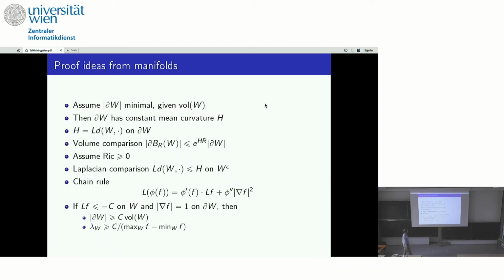And what you want to do in the end, you want to improve this Laplacian estimate. So to say this H might be positive, but in the end, you really want to have a negative constant. You want to estimate L of some function to be negative. And what you do is you replace the distance of W by some function depending on the distance of W, which is concave.